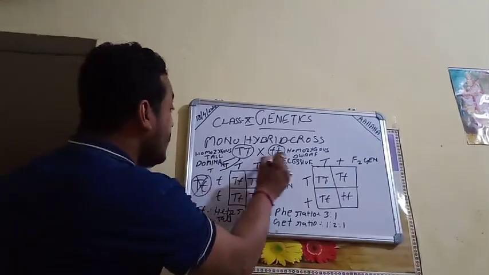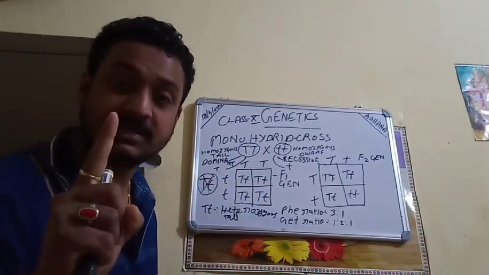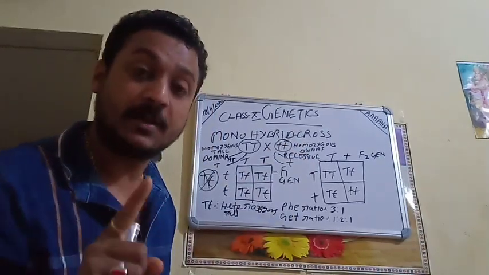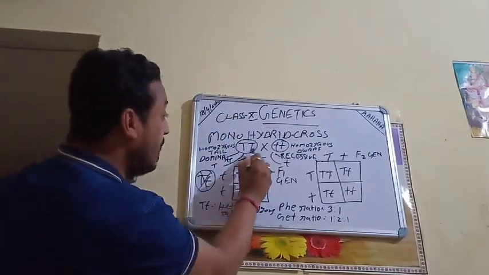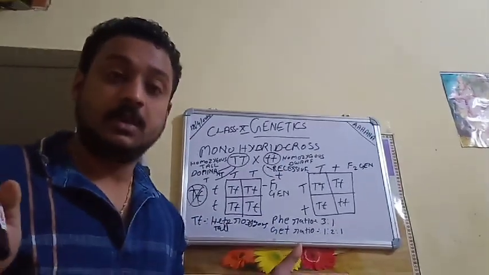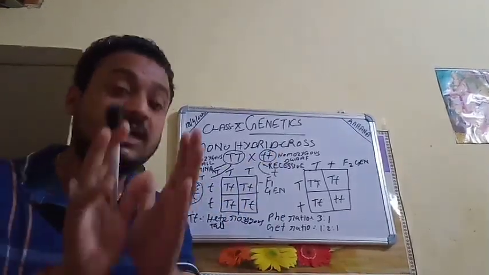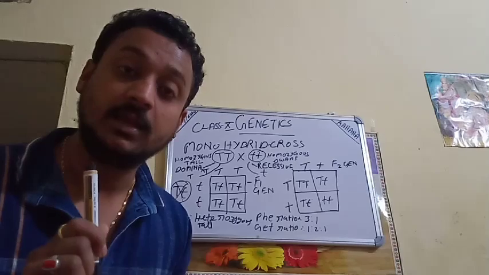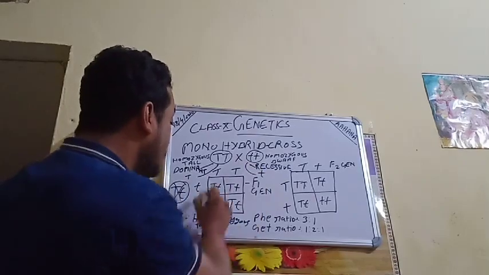Why? Because these two were different parents, but at the time of formation of gametes, capital T had only capital T as its gamete, and small t had only small t as its gamete. So what can we conclude from this? When the time of formation of gametes came for these two parents, the genes separated. Before that, the genes were together. But at the time of formation of the gametes, the genes separated, at that time only. So one got capital T, one got small t. In the F1 generation, it was found.